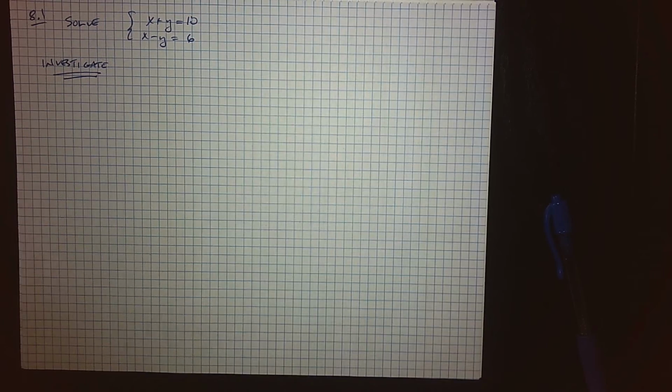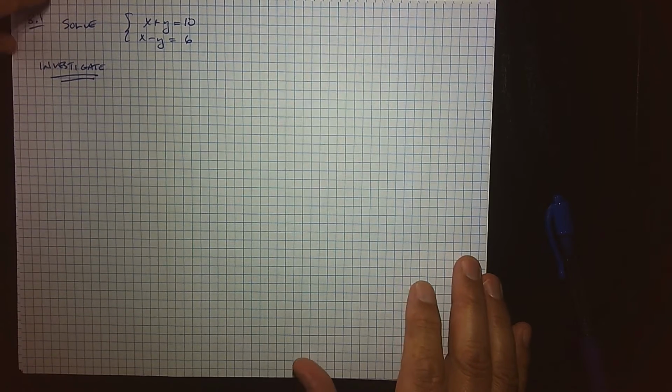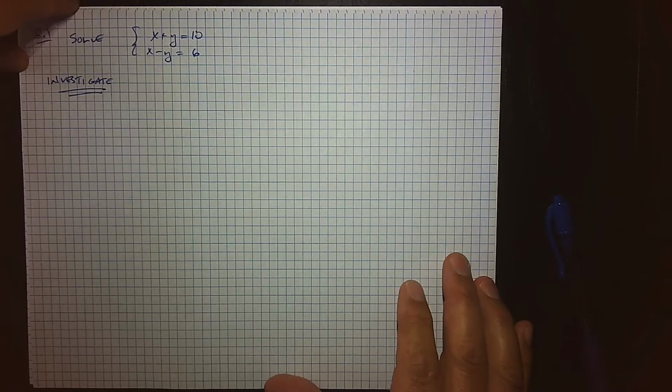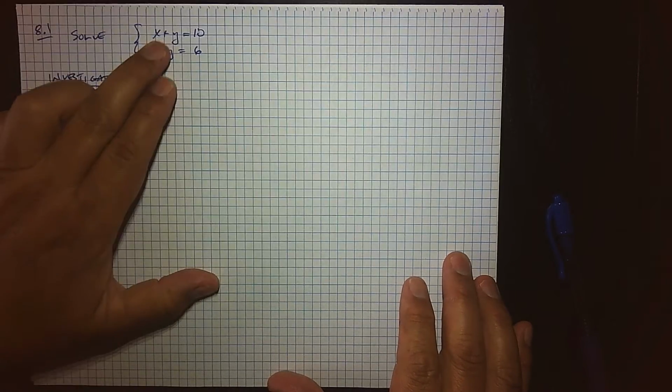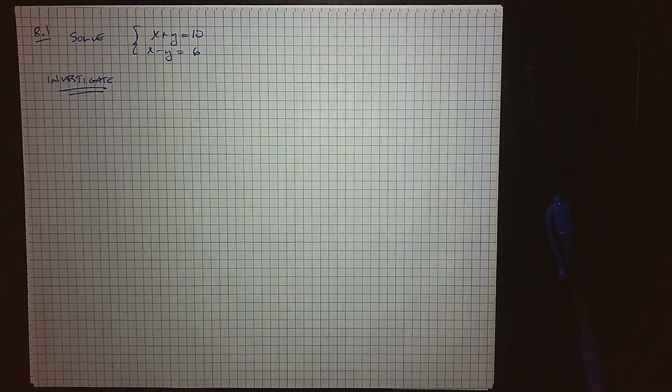Alright, you guys, so let's figure out how we're going to solve it. Alright, so we already know what it means. We've got to find values of x and y that, when I plug them into both equations, I get true statements. So how do we go about solving this?